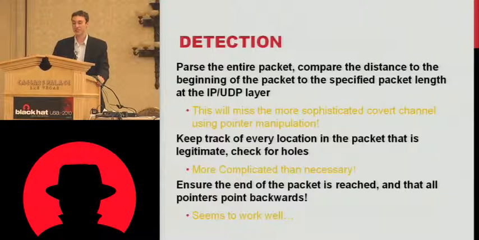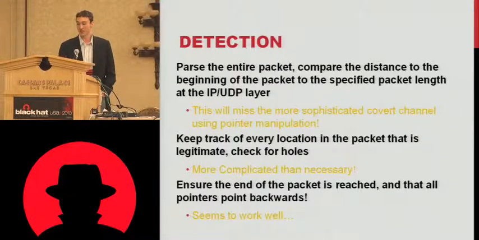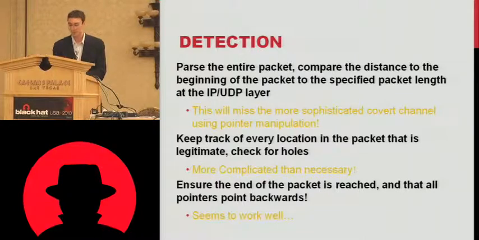Now, as far as detection goes, the first general attempt is to worry about the injection at the end of the packet. So you can parse the entire DNS packet, see what length you covered, and then compare that to the actual UDP length and see if you are at the end of the packet or if there's still space there. If there is still space, then that's a good sign that something was injected. But this is going to miss the more sophisticated covert channel using the pointer manipulation, because in that case you do travel to the end of the UDP packet, since your slack space is now in the middle of the DNS packet.